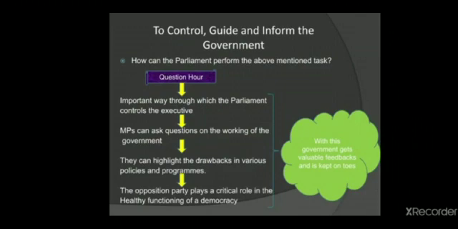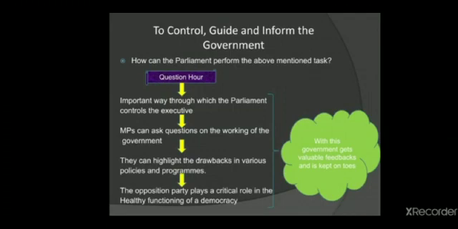Now the second function of the parliament, not the government. The second function of the parliament is to control, guide and inform the government. So how can the parliament perform the above mentioned task? To control, to guide, to inform. They have question hours in the parliament, where they can raise questions to the government on any policy or on any law which is made recently.